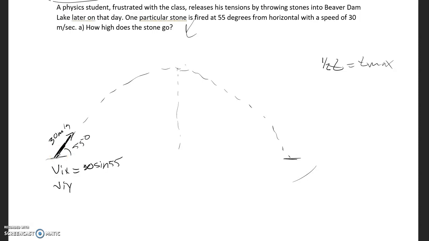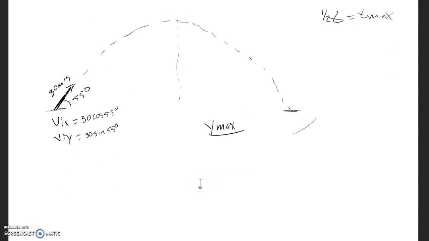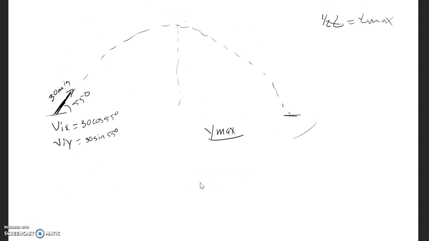All right, so let's find VIX and VIY. VIX would be 30 cosine of 55 degrees. VIY would be 30 sine of 55. All right, so the interesting part about this is that we're going to have to focus with y max. So what happens at the max height? So at the max height, this is what we know.